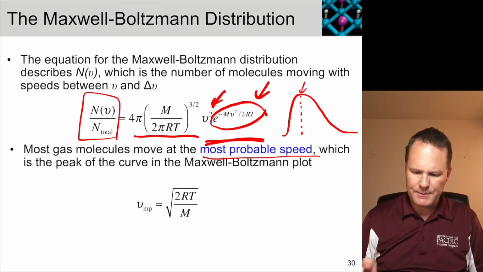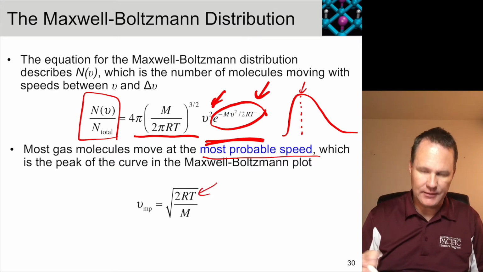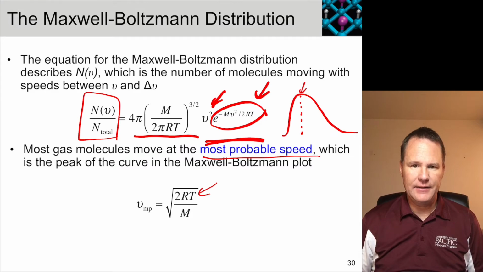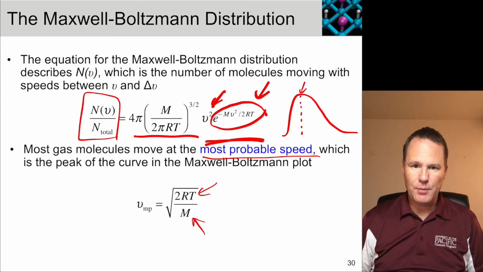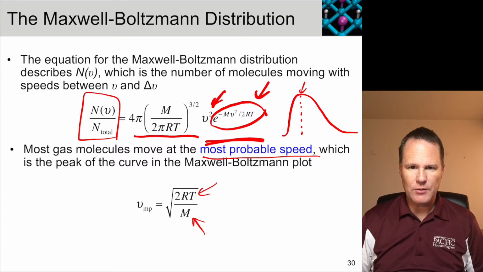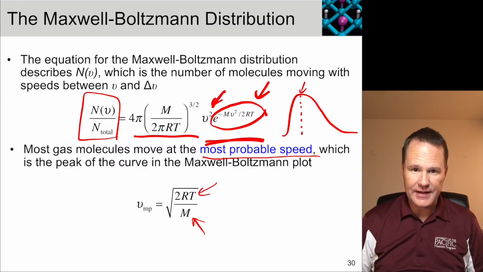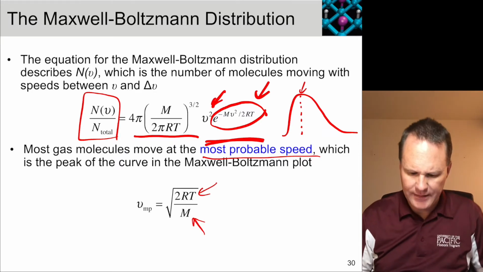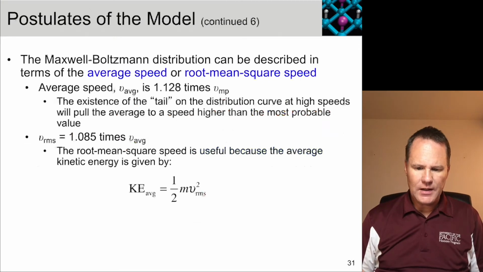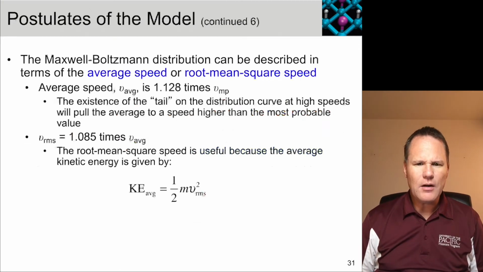This most probable speed then depends on the temperature, right? The higher the temperature, the higher the most likely speed, and it's also inversely proportional to the square root of the molar mass. So the heavier it is, because the kinetic energy is what's proportional to the temperature, the slower it moves, and that factor is square rooted because the kinetic energy scales with v squared. So there are the averages.